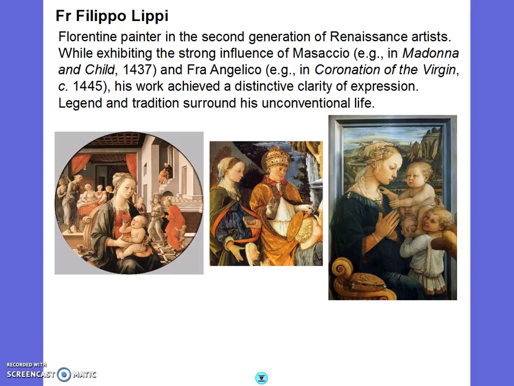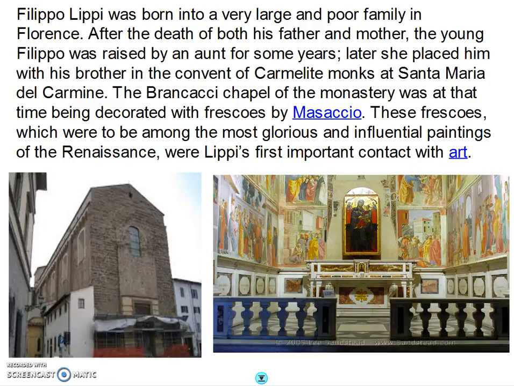Legend and tradition definitely surrounded his unconventional life. And let me tell you, his life was very unconventional. He was born into a very large and very poor family in Florence, and after the death of both his father and mother, the young Filippo was raised by an aunt for some years, and later she placed him with his brother in a convent of Carmelite monks at Santa Maria del Carmine.